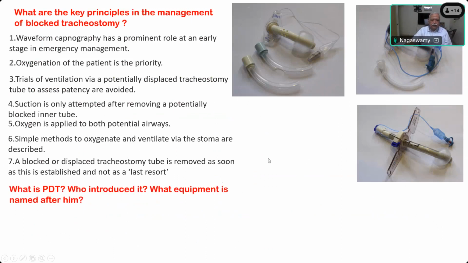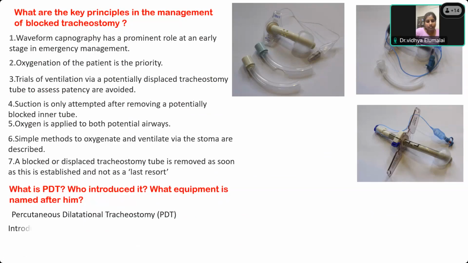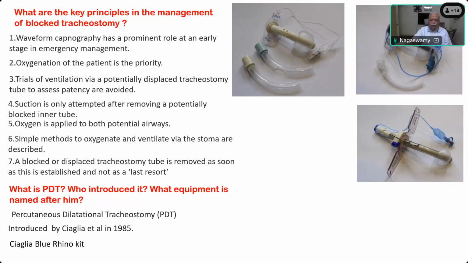What is PDT? Who introduced it and what is the equipment named after him? Percutaneous dilational tracheostomy. Very good. That is the expansion. Who introduced it? Of course, you said the name also. Ciaglia. Yes, very good. Introduced by Ciaglia et al. in 1985. The equipment named after him is? What is the name of the dilator he introduced to expand the opening? Blue Rhino. Okay, it is called the Ciaglia Blue Rhino kit.